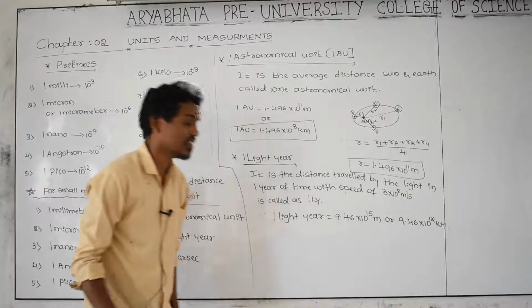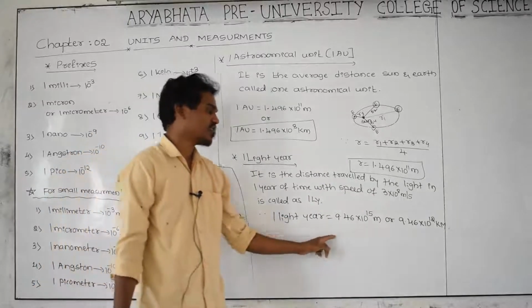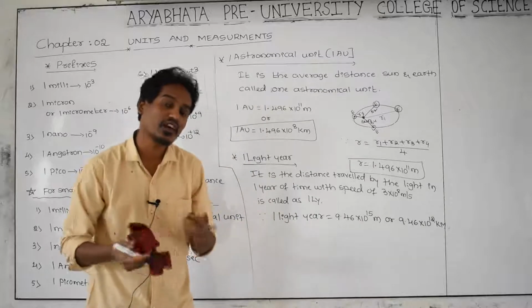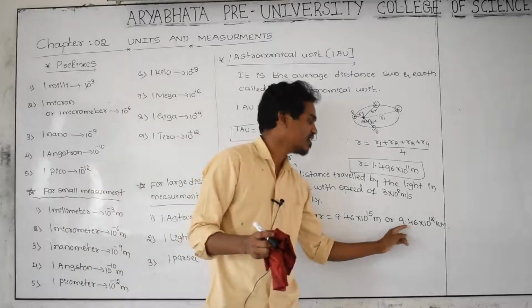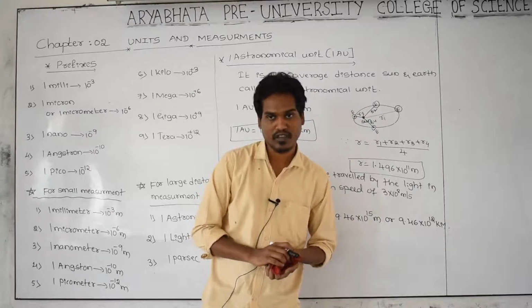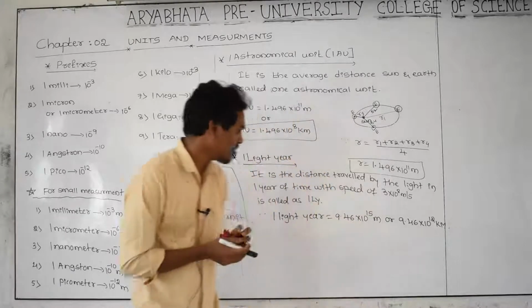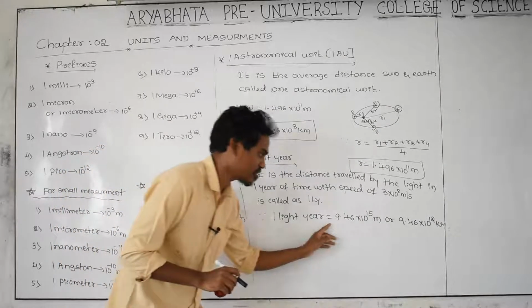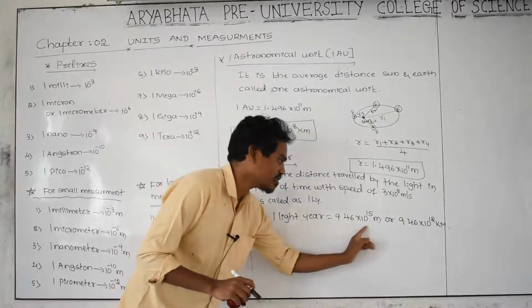That's why 1 light year is equal to 9.46 into 10 to the power of 15 meter. But if you convert in terms of kilometer, 9.46 into 10 to the power of 12 kilometer. Are you getting the meaning of what I am saying here? 1 light year is nothing but a distance. How much? This much. 1 light year is equal to this much distance.